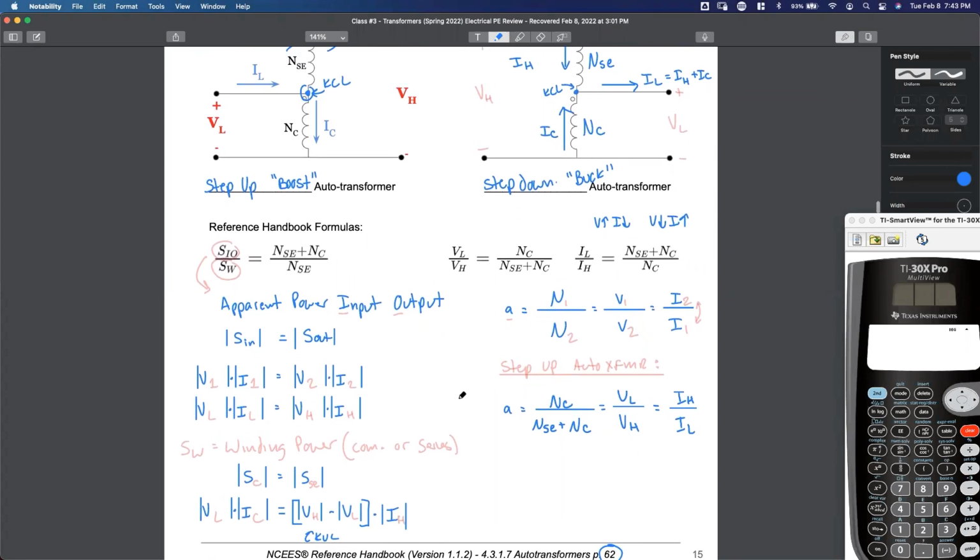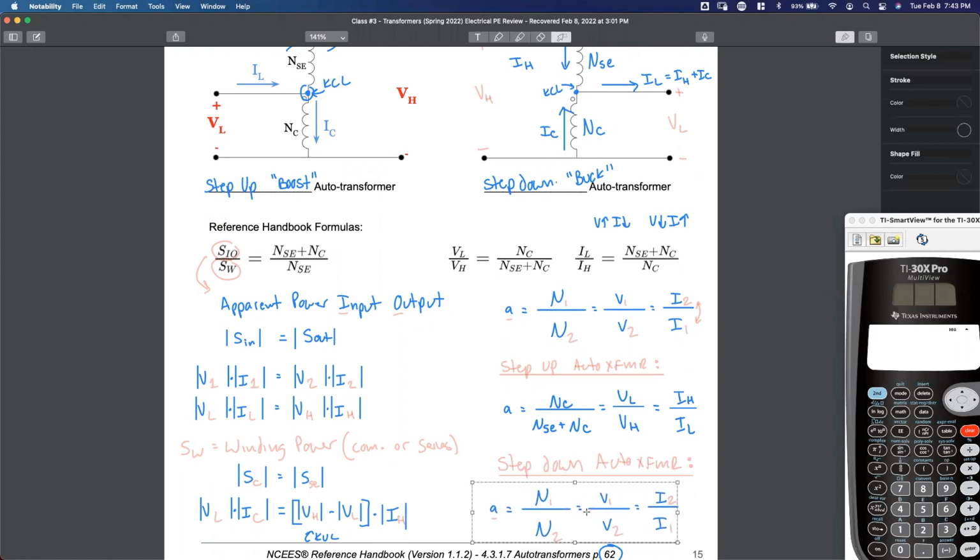We're going to do one more exercise on this page. We're going to do the same thing, more importantly, for the step down, right? Remember, they don't give you the step down autotransformer relationships. Can we derive it on our own quickly without wasting time? You betcha. So here's our basic single phase transformer formula.